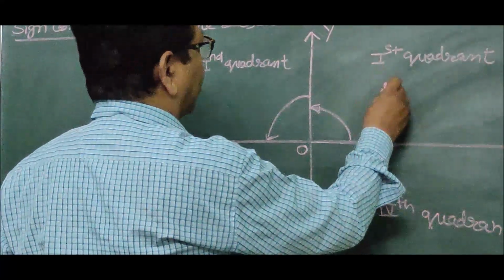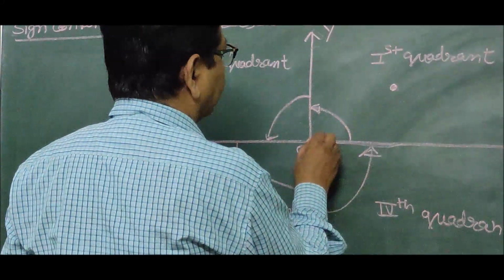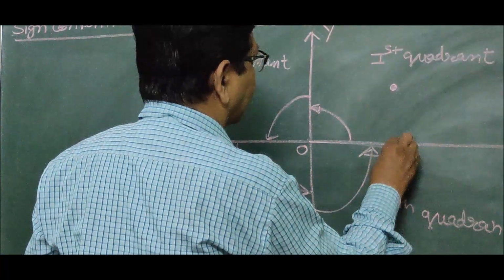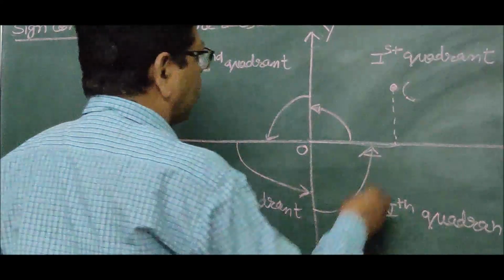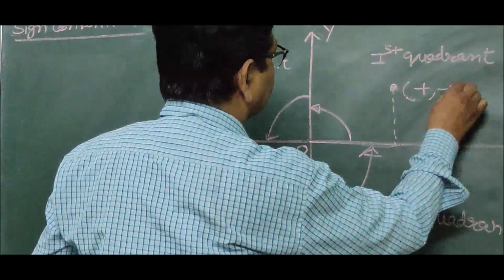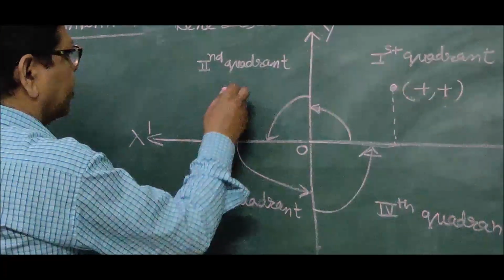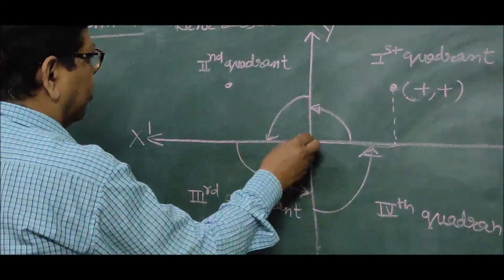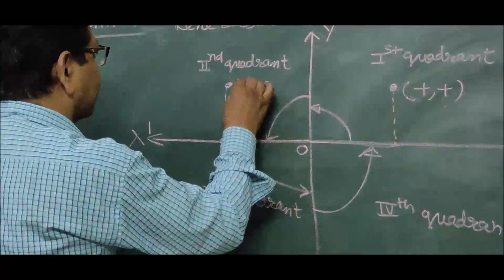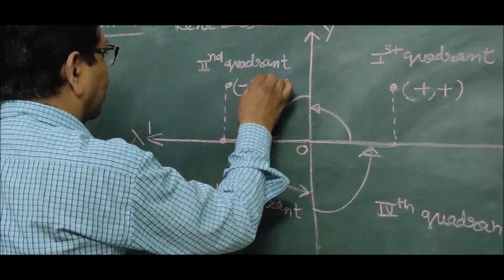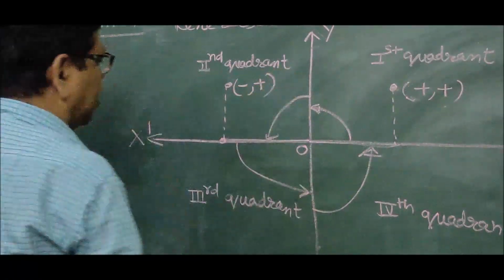So in the first quadrant if we take a point, then we are moving in the positive x direction and then in the positive y direction. So both the coordinates are positive here, plus plus. In the second quadrant we move in the negative x-axis direction and positive y-axis direction. So x coordinate is negative, y coordinate is positive.